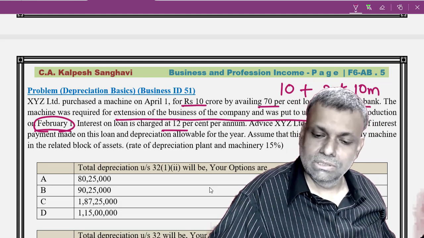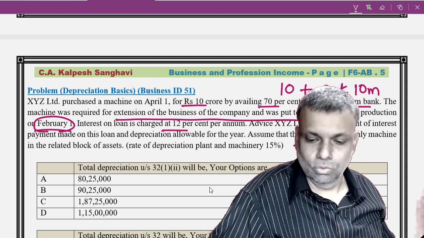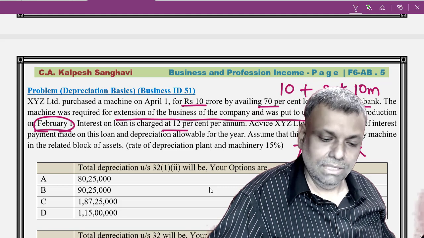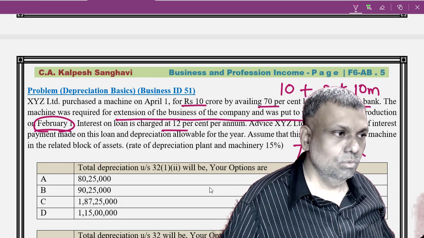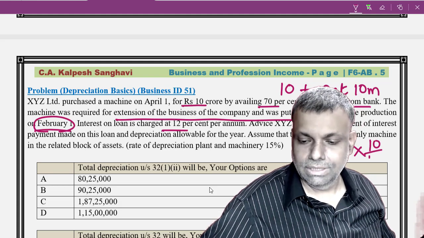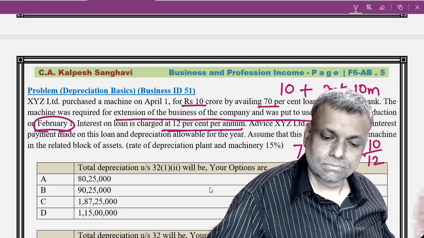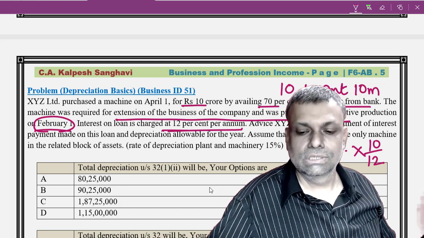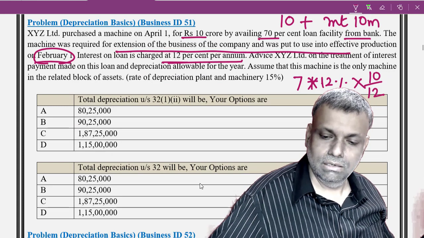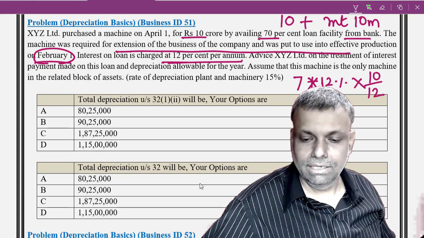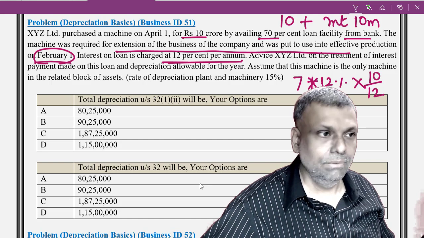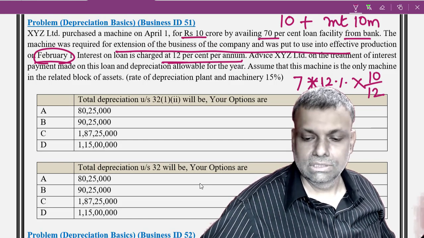So how much is the 70% loan facility? So 7 crore is the loan, multiplied by 12%, multiplied by 10 months, so 10 by 12. So this is going to be your interest. So 10, your interest is 0.7, so your total cost is 10.7 crores. Okay, this is your total cost.